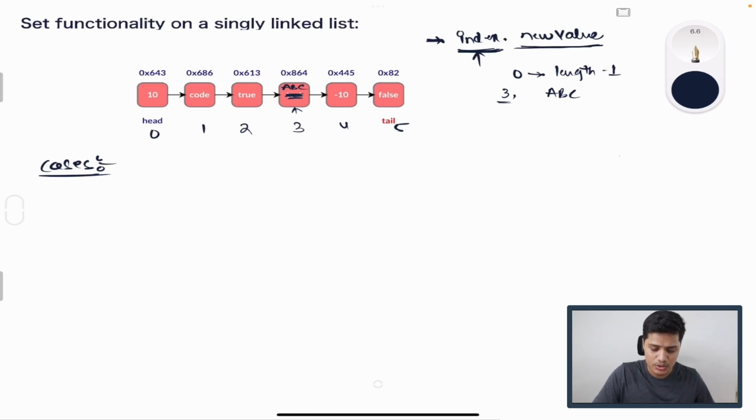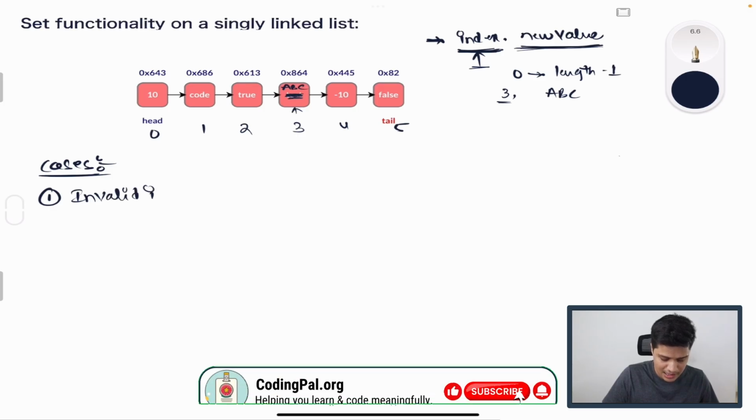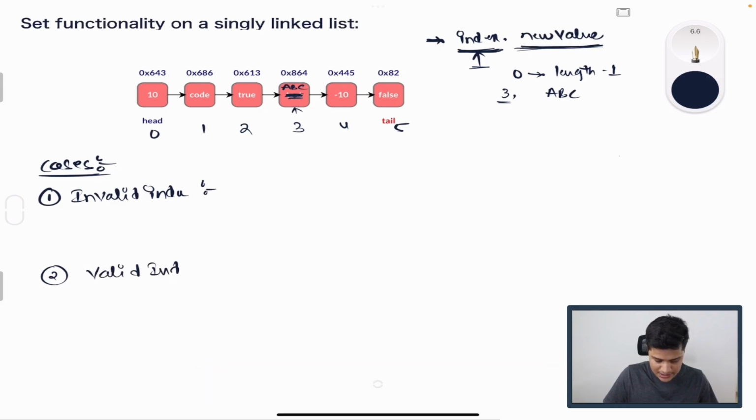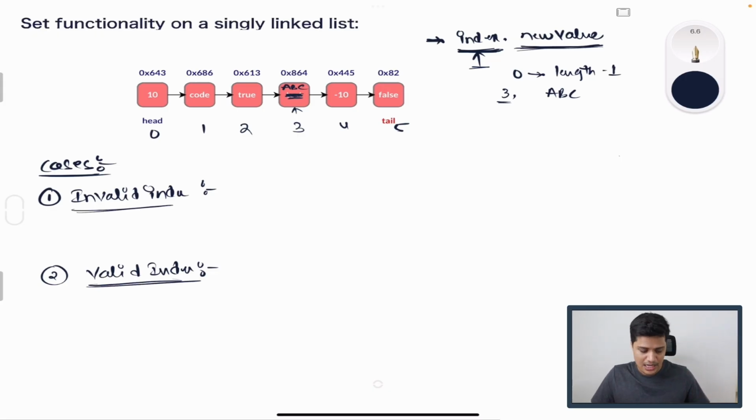And based on the new value, we don't have any restrictions. Singly linked list should store any value as part of the node's value. So there is no validation on the value that user is passing. The only validation that we have is in terms of the index that user is passing. So the different cases would be, first, to check if it is an invalid index, and the second would be to check if it is a valid index. So we have to handle these two scenarios.